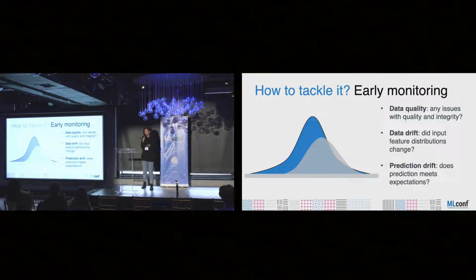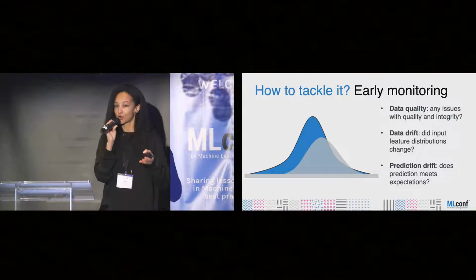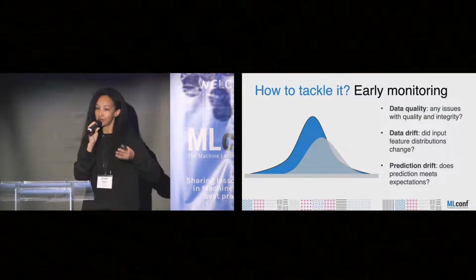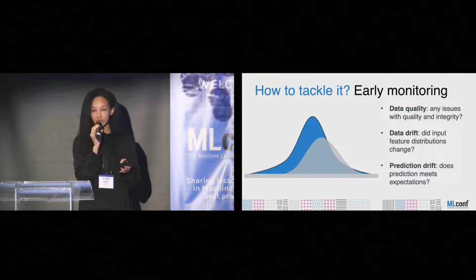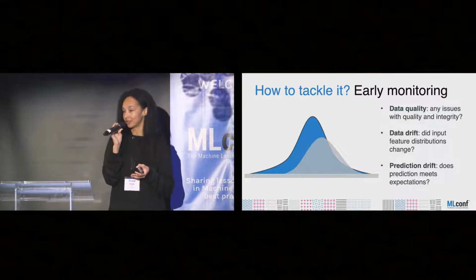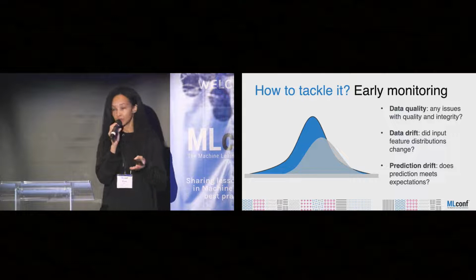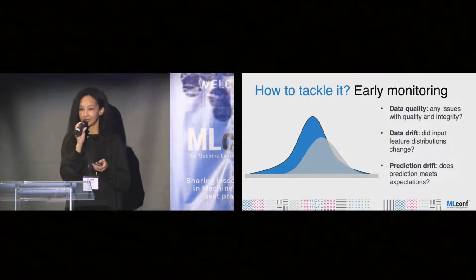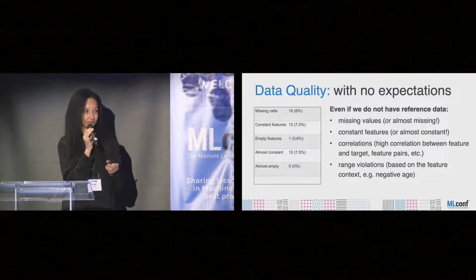What can we do here? I believe we can take data that we have in hand, even before we get these target function values, the ground truth, and start to calculate something. And there are basically three main things that can help here: the data quality, data drift, and prediction drift. So let's discuss them one by one.